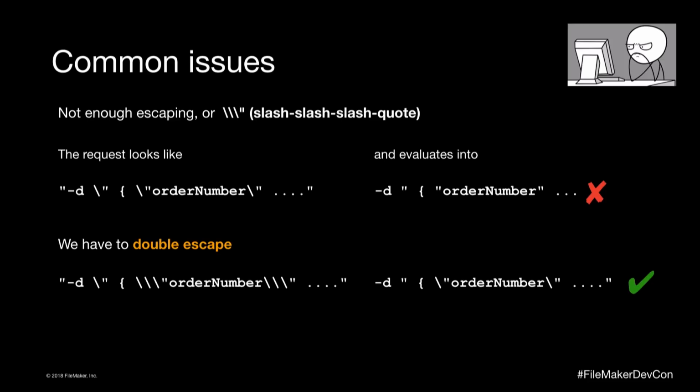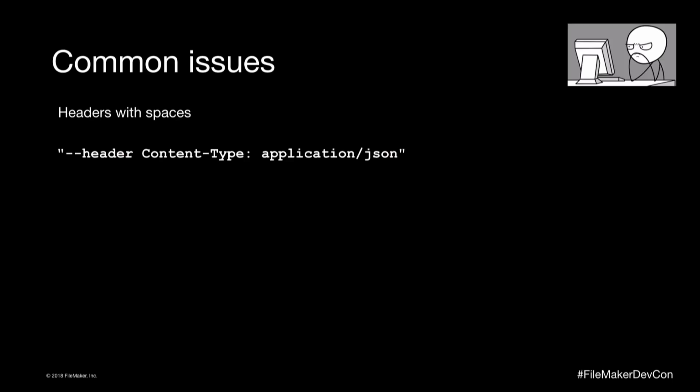So the right way of doing that is the double escape. So the first one escapes the slash, and the second one escapes the quote. So on the right-hand side, that's how it's interpreted by the JSON.